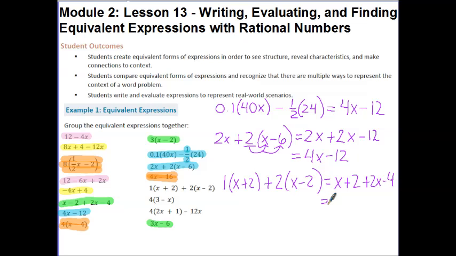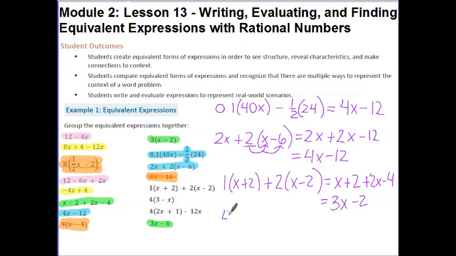And then I still have some like terms I can combine. So x plus 2x is going to give us 3x. And 2 minus 4 is negative 2. So that gives us 3x minus 2. And notice as I look through, that doesn't match any of our problems. So maybe we'll come across a problem that simplifies to become that, and maybe we won't. Maybe it just doesn't match up to any of our other expressions.